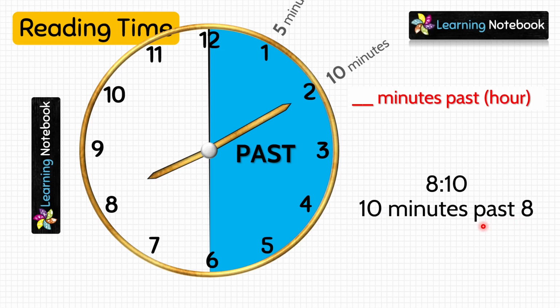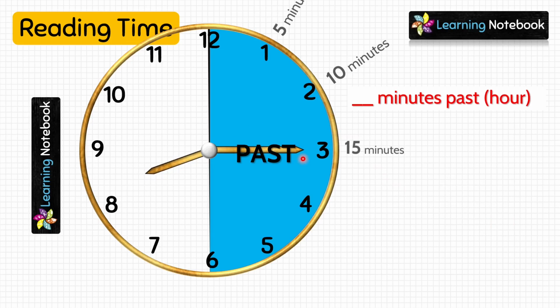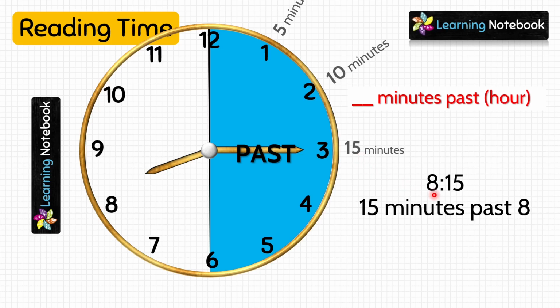Similarly, when the minute hand is at 3, 15 minutes have passed. So we read the time as 8:15 or 15 minutes past 8. We can also call this time as quarter past 8.